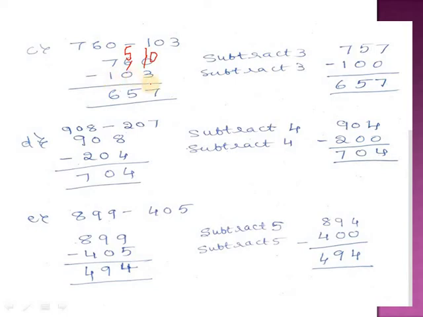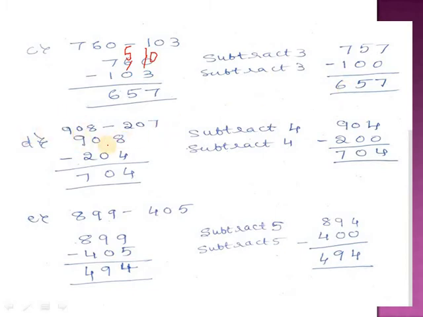So we have to make the end number 0. So 103 minus 3 you will get 100. Here 760 minus 3 is what? 757 minus 100. So here 7 minus 0 is 7. 5 minus 0 is 5. 7 minus 1 is 6.